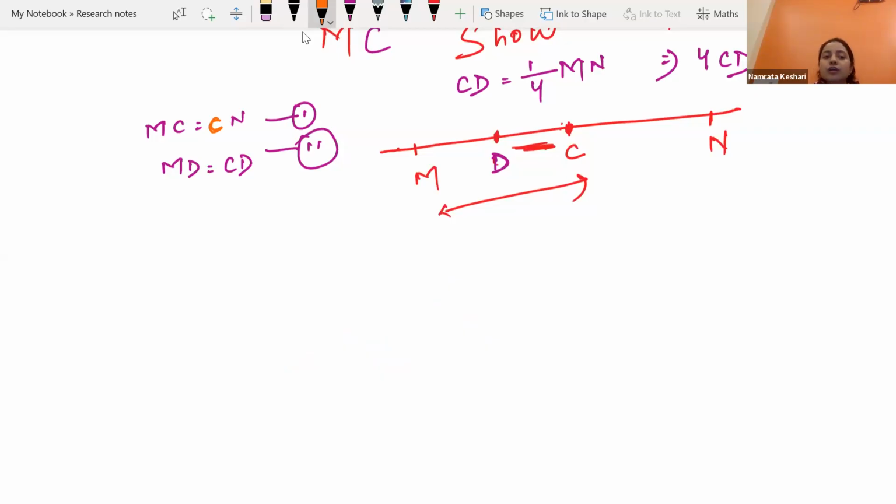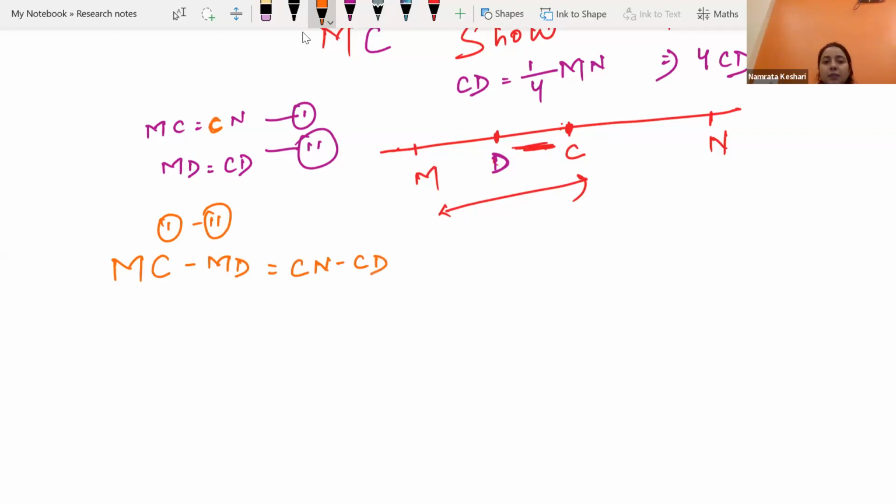So over here, if we subtract equation 1 minus 2, which axiom will we mention while doing the subtraction? The same axiom which we have mentioned previously: if equals are subtracted from equals, the remainders are equal, right? Okay. So we can see that MC minus MD is equal to CN minus CD. This is what we are writing.